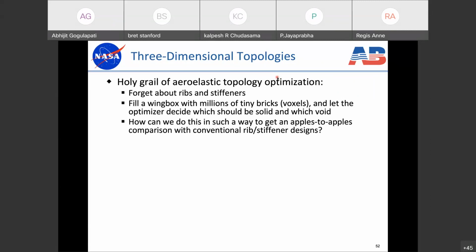Two of the historical barriers to doing this: one has been the computational cost, because you just have millions of design variables and gigantic finite element models and so on. I would say that's becoming much more tractable in recent years due to advances in HPC. The other challenge is how we can conduct an optimization like this in such a way that we can get an apples-to-apples comparison with conventional rib and stiffener designs. That, I'd say, is still quite a challenge.